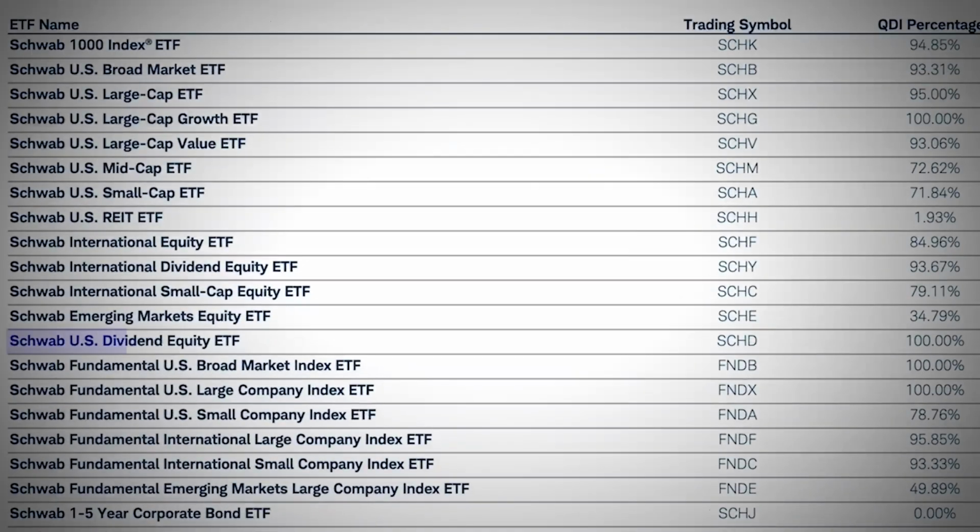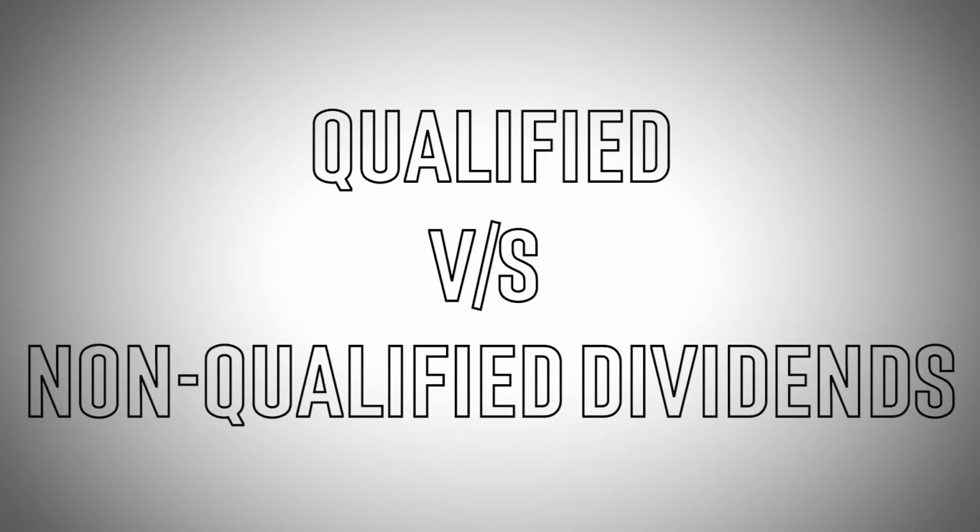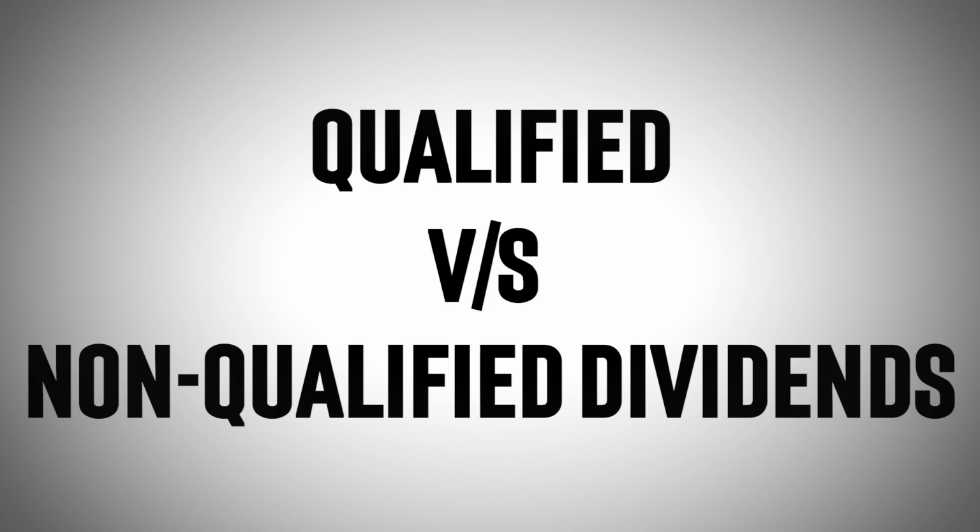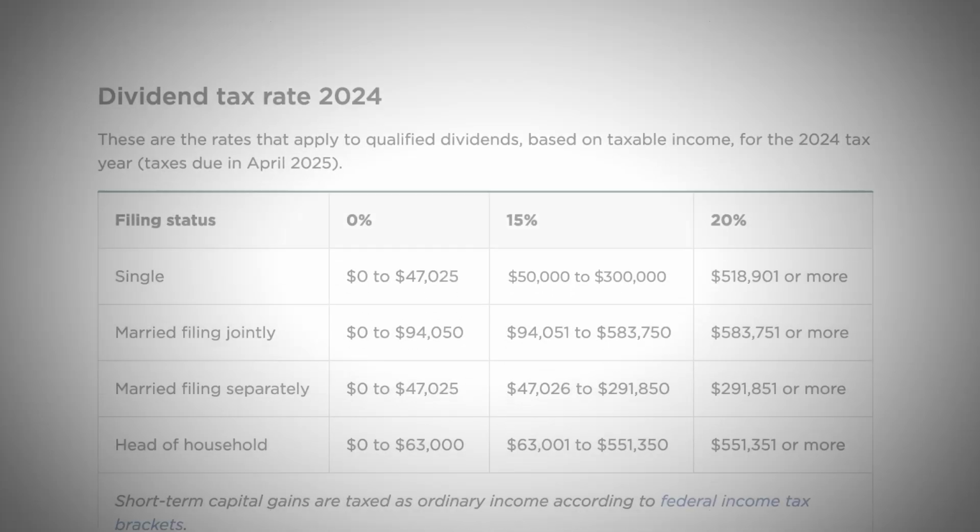A great example of this that I'm going to be using throughout the video is a popular dividend ETF, the Schwab US Dividend Equity ETF, ticker SCHD, where you can see the qualified dividend income from this ETF is 100%. This is extremely important to know, so let's go over the first topic, qualified versus non-qualified dividends.